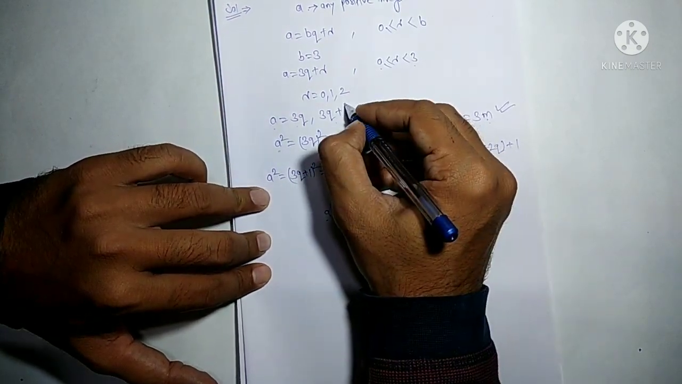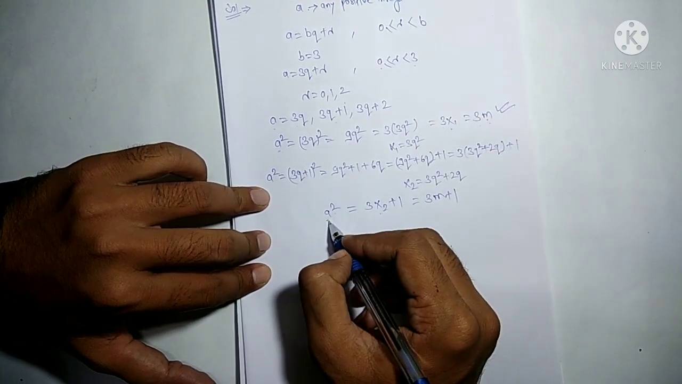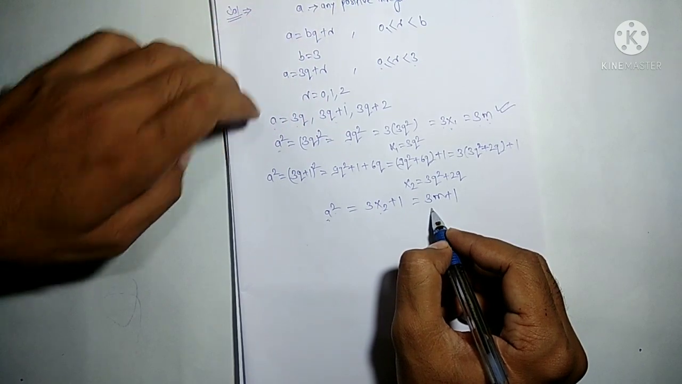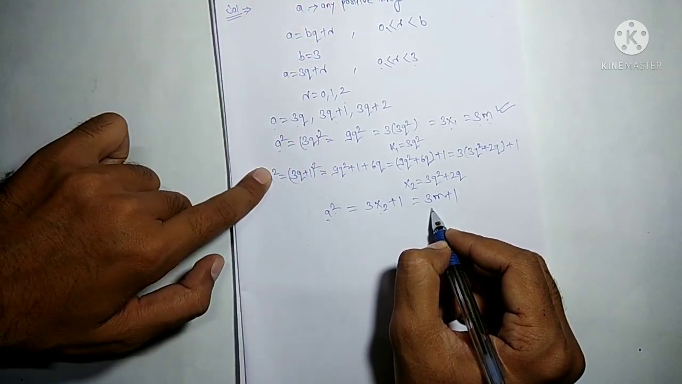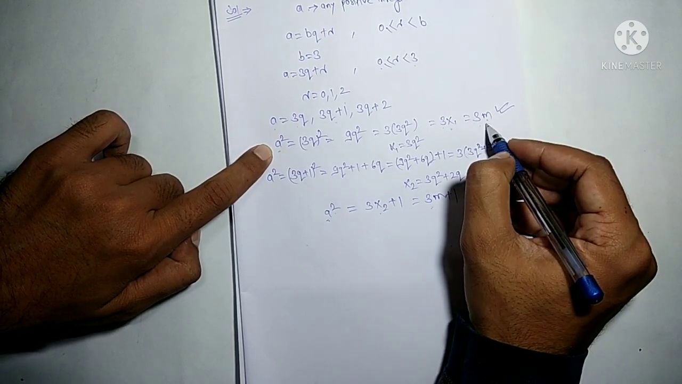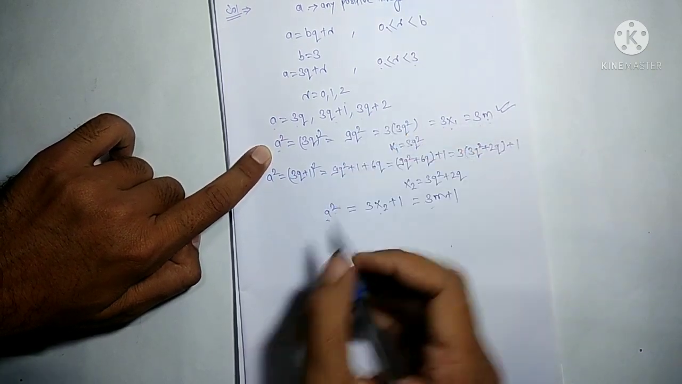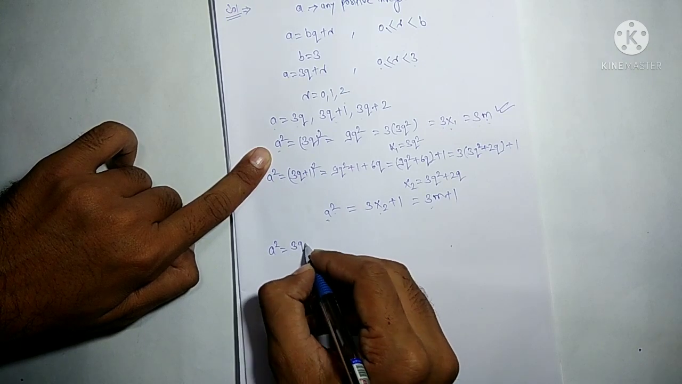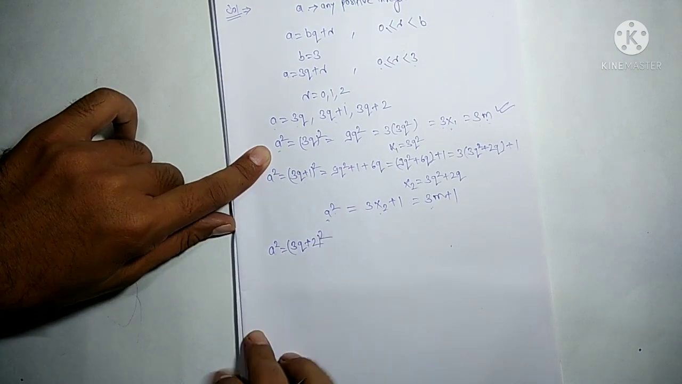This means we can say the square of any positive integer is in the form 3m + 1. So a² is in the form 3m + 1. The first case was a² in the form 3m. Now for the next one, a² equals (3q + 2)².